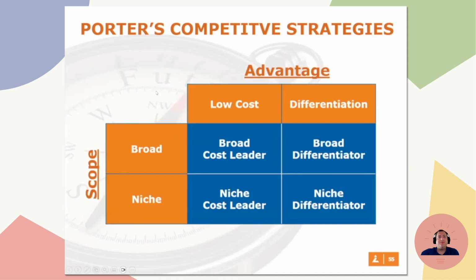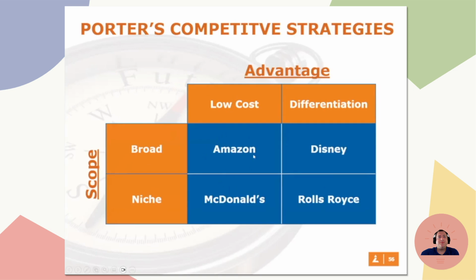Now, in the real world, I usually try and give students examples of what strategies real companies are following. Well, Amazon, I always use for broad cost leadership. Disney, I mean, anybody who's been to Disney knows that they are not cost leadership. Holy cow, I'm still hurting from that last Disney trip. McDonald's, everybody knows the brand, everybody knows it's a low cost niche. And Rolls Royce, I think, is a good example for a niche differentiation strategy.